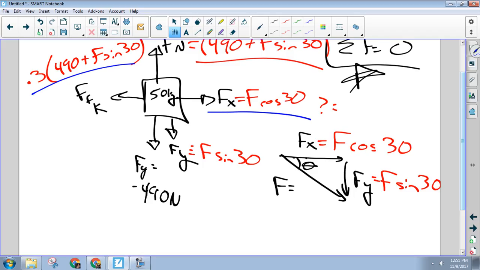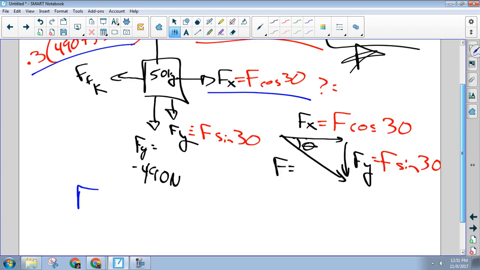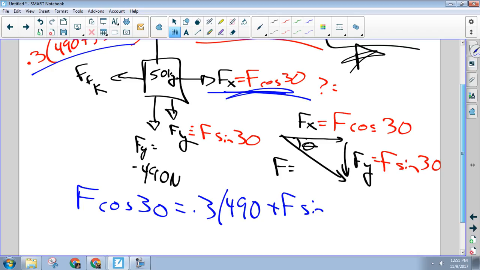So in English, what that means is F times the cosine of 30, that's this guy, has got to equal this guy up here, 0.3 times 490 plus F sine 30. Then do some algebra and solve for F. It looks really intimidating, but remember, cosine of 30 is just a number, like 0.86, and sine of 30 is just a number, 1/2. So the only variable we have here is F, so it just becomes some algebra from there. I wish we had a couple more minutes, I'd want to solve it. But anyway, does this make sense?